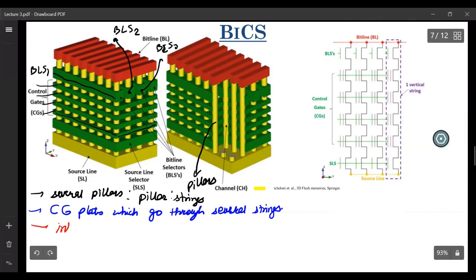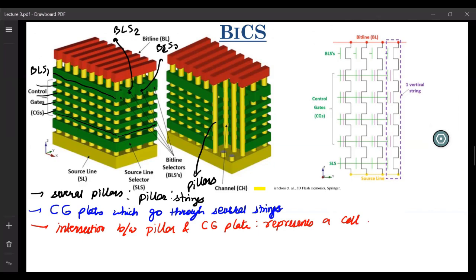The intersection between the pillar and this control gate plate, what does that represent? That represents a cell, a memory cell. Okay.